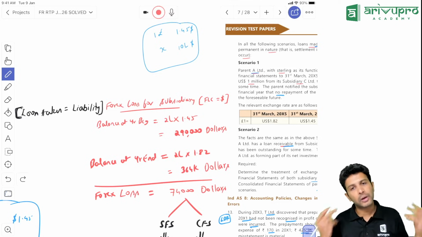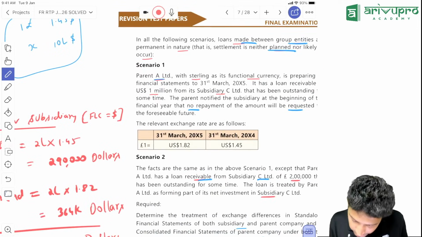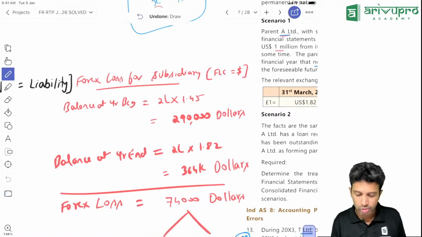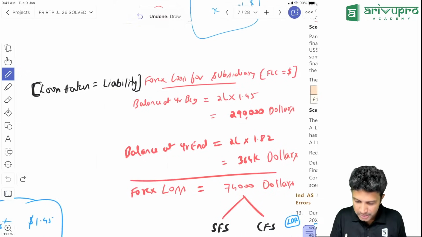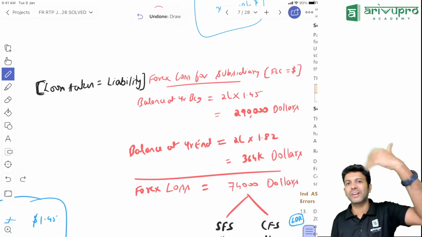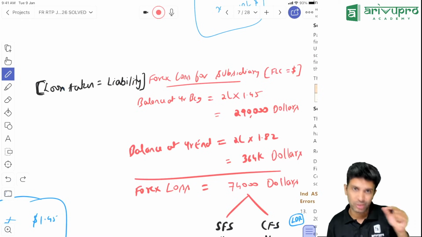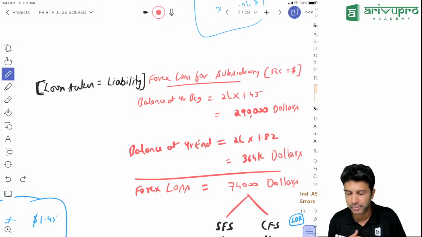Okay. Now current year has also ended. Every year you have to restate at the closing rate. Current year's closing rate is 1.82. So 2 lakh you multiply by 1.82. How much did it become? 3,64,000. So forex gain, no, this is a loan taken. For parent it is a loan given, for subsidiary it is a loan taken. So now the subsidiary has to do the conversion, right? Because they have to convert from pounds to dollars for accounting purposes.